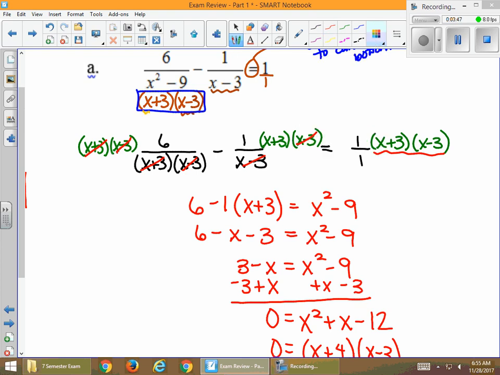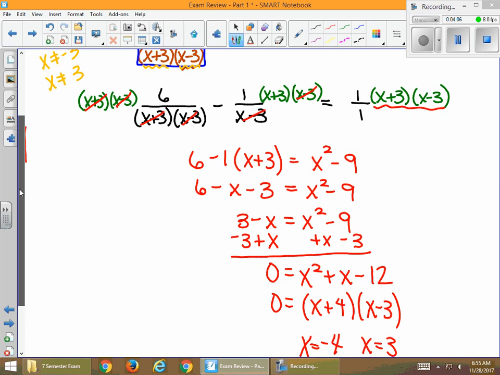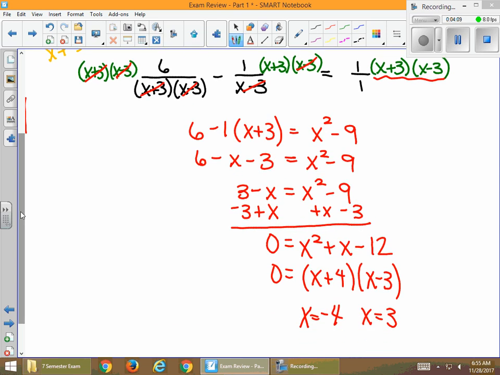When we look at these, our excluded values you can think of as the places where you would have vertical asymptotes. That's where we have no values of y for a value of x. And here our excluded values would be x cannot equal negative 3 and x cannot equal positive 3. And so that does overlap with one of the answers that we got. So positive 3 is not an actual solution, but negative 4 is. Again, you can do the excluded value at the beginning of the problem or at the end. Either one is fine.